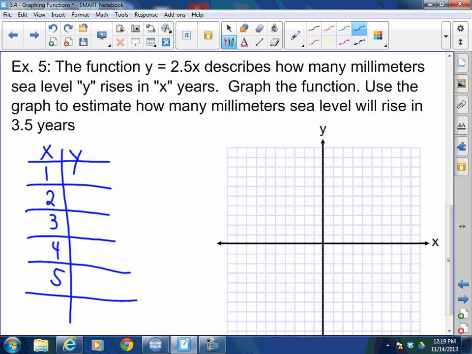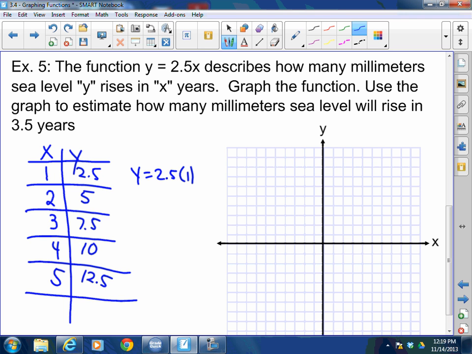So, when x is 1, y is, just plug it in, guys. 2.5 times 1 is 2.5. When x is 2, y is 5, when x is 3, y is 7.5, when x is 4, y is 10. And when x is 5, y is 12.5. Very good. Now, we're going to have to do some estimating here. We're going to do this to the best of our ability.